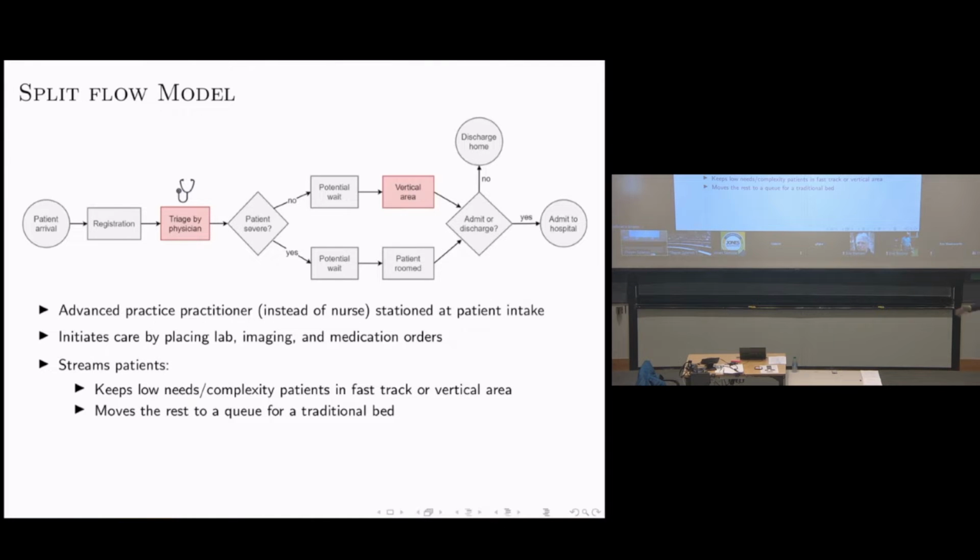And the second flow is the patients that go through the traditional flow. They're slightly more severe. They maybe need a more complicated workup. So they get streamed to a normal bed, a traditional bed. And then after that, things proceed as they were before. For patients in either stream, they have to make a disposition decision or an admission decision. And after that, they either go home or to some other level of care outside the hospital, or they get admitted into an inpatient hospital. So does that make sense?